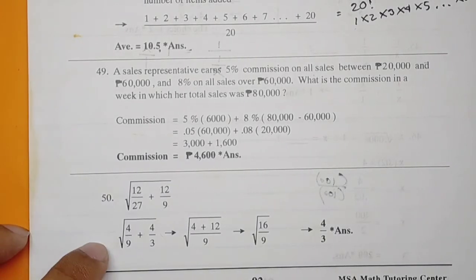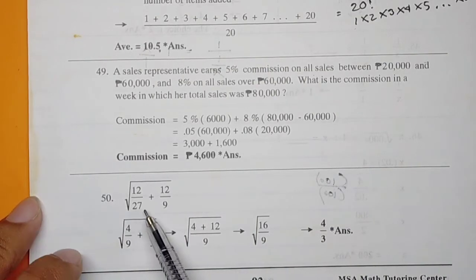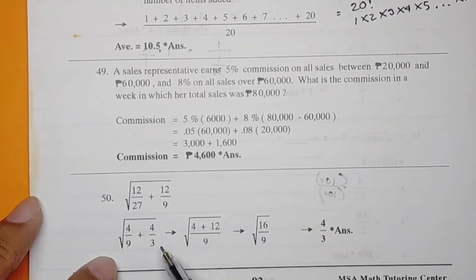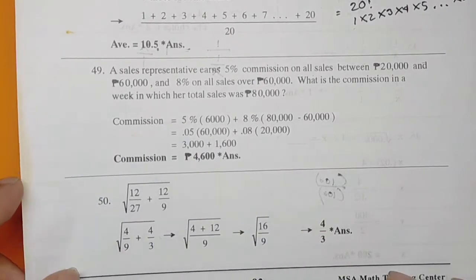So next, the square root of 12 over 27 plus 12 over 9. So you just simplify this. 12 over 27 will be 4 over 9. 12 over 9 will be plus 4 over 3. So the result, you get the greatest common factor, which is 9. So 9, square root of 9, then 9 divided by 9 is 1 times 4, that's 4. 9 divided by 3 is 3 times 4 is 12. Okay, that will be the square root of 16 over 9. So the square root of 16 is 4, square root of 9 is 3. Okay.